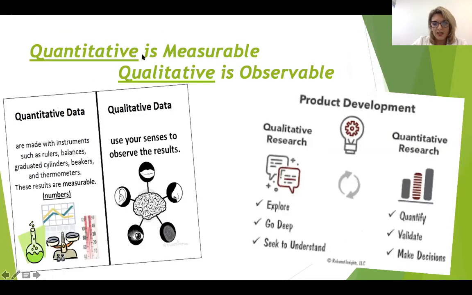Okay, quantitative, like I said, like quantity is measurable and qualitative is more observable. So qualitative, you use your senses to observe the results, and quantitative is more used with instruments, rulers, thermometers. All of these results are measurable. Here with product development, they give a great example of qualitative research. Again, it's with the senses, so you explore, go deep, seek to understand. Versus quantitative, you're quantifying things, you're validating, and then you're making decisions.